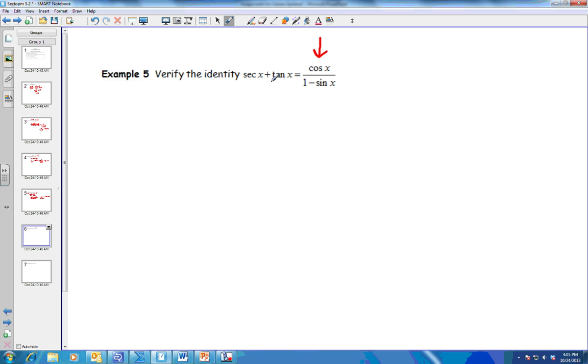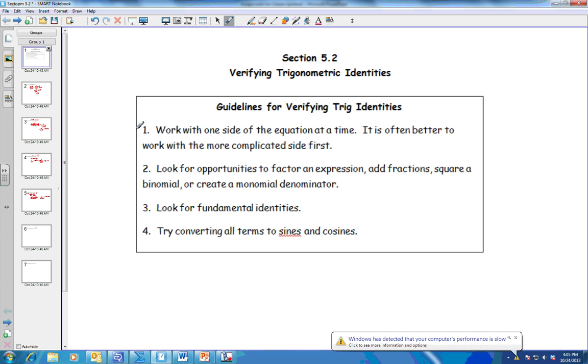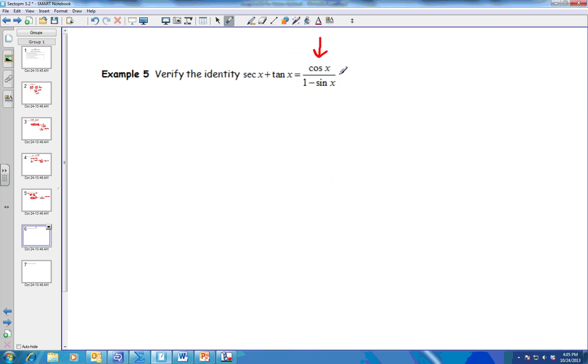And there's really nothing I can do with this. So this is the one where in my notes it says look for opportunities to factor or create a monomial denominator. That's what I'm going to do. I'm going to multiply this fraction by 1 plus sine x over 1 plus sine x, because that's actually 1, and I can multiply anything I want as long as I don't change the value.